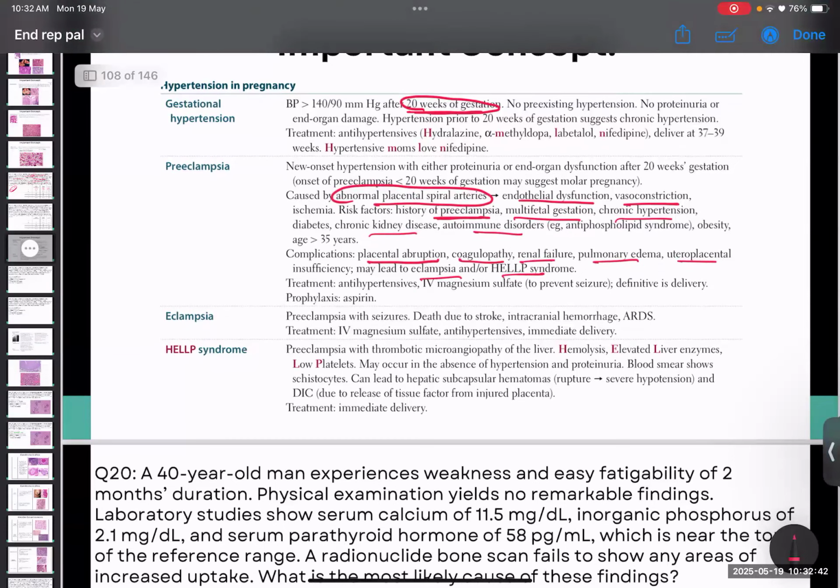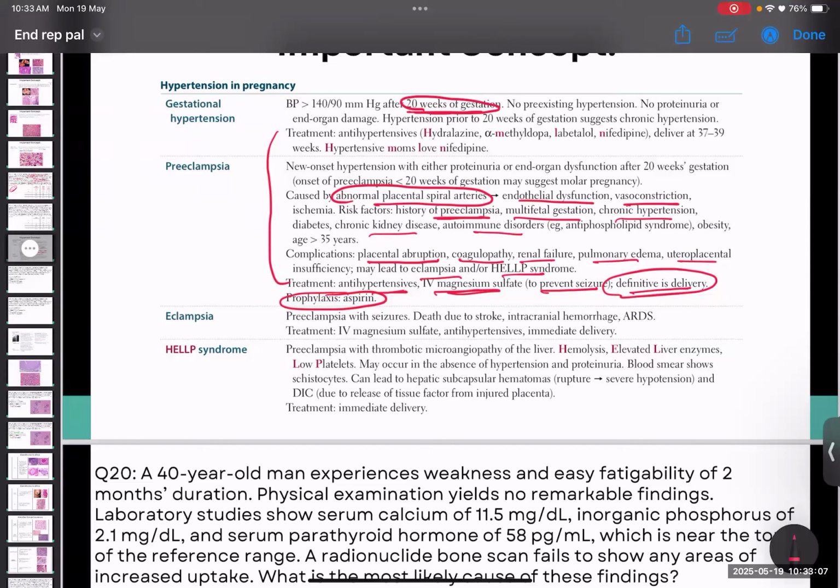So you want to start off by obviously giving them antihypertensives. You want to give them IV magnesium sulfate to prevent seizures, and treatment is to deliver the child, and prophylactic therapy would be aspirin. When you deliver the child, if the child is, let's say, preterm, then you have to give steroids because you want to make sure the lung is undergoing maturation.